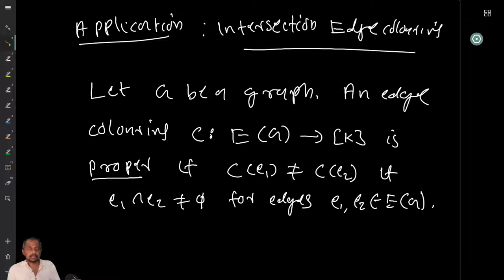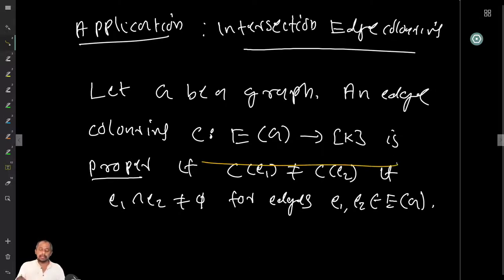So this coloring was a generalization of two other colorings that I was studying. I will not go into those questions at the moment. But I am going to define what is intersection edge coloring. So suppose you are given a graph G, and you have an edge coloring, right? Is proper. This we already looked at, right?